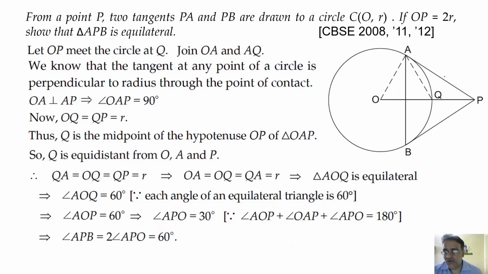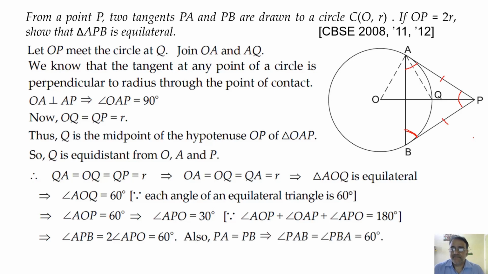Right? Now PA is equal to PB, which implies that these two angles are also equal. And one angle is already equal to 60 degrees. So the other two angles are also equal to 60 degrees. Is that clear? That means triangle PAB is an equilateral triangle. Any doubt here? No, sir.